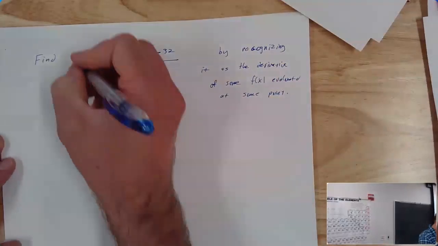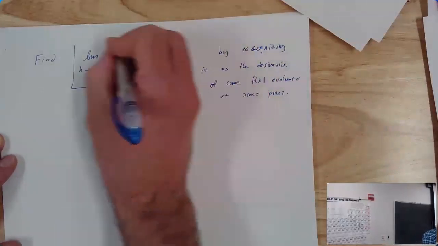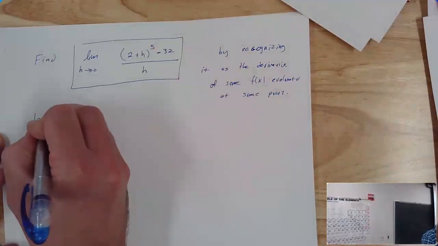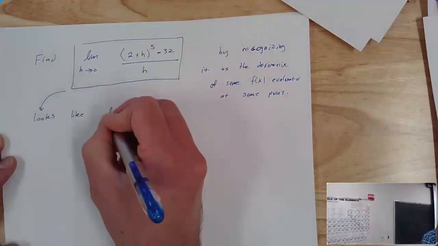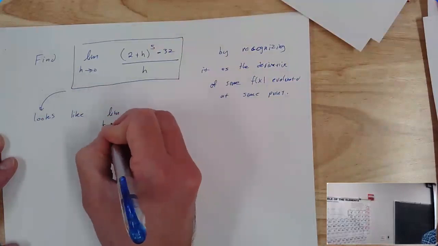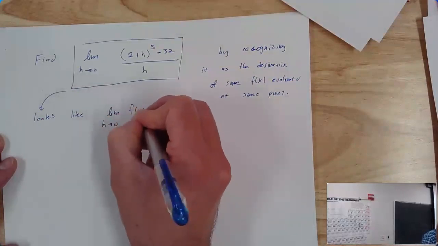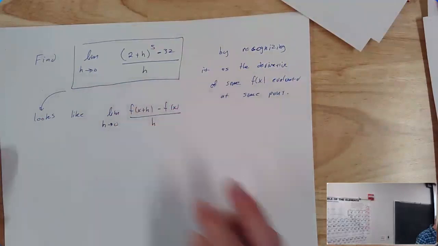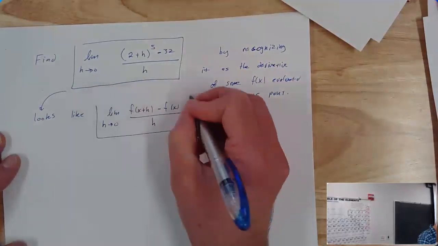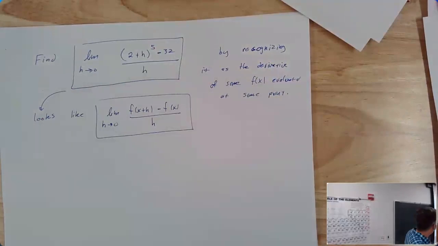So the idea is that this looks like some limit as h approaches 0 of f of x plus h minus f of x all over h. That's the idea here. And our job is to figure out, well, what is the function that they're actually using?